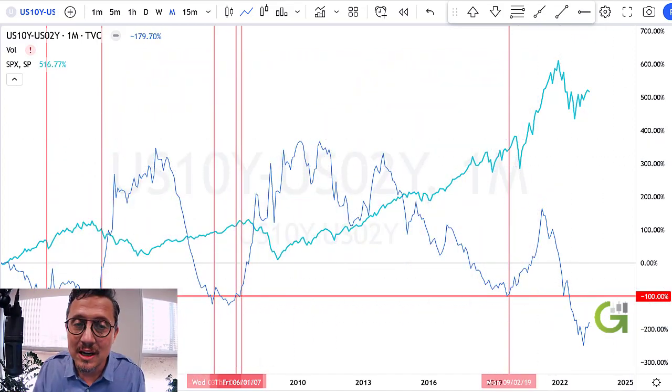So there you have it. I showed you on TradingView how to find this chart yourself. You can do your own study. I plotted all my own lines on here.